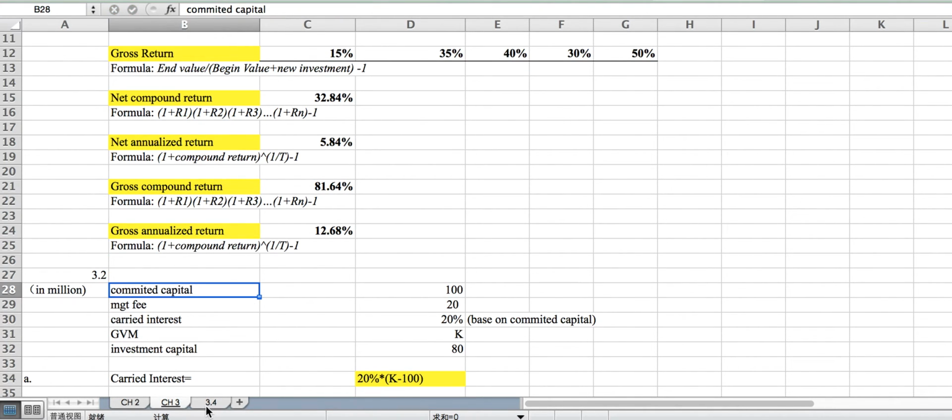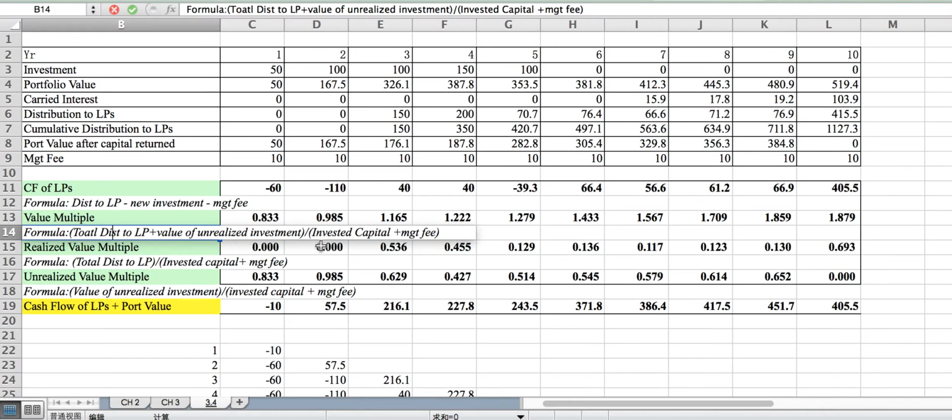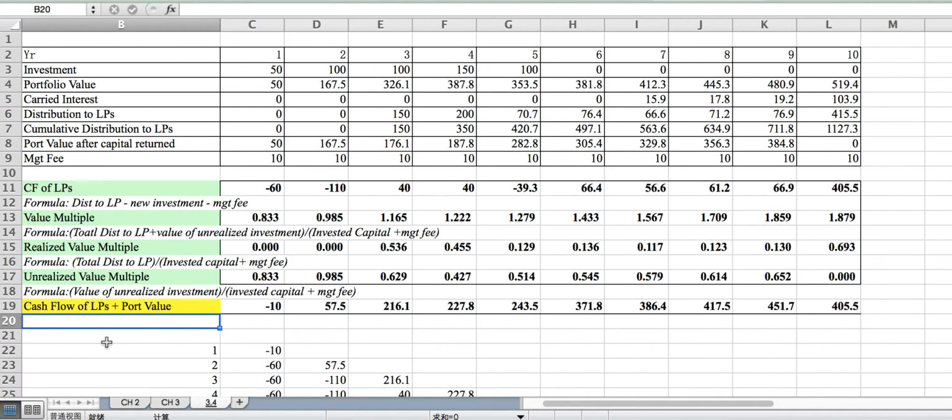So now I will move on to question 3.4. This table is from the book. First I will calculate the cash flow of the limited partner using this formula to get each year's cash flow. And for the value multiple, here is the formula, and just plug in the numbers from the table to calculate each year's value multiple. Same thing for the realized value multiple and also the unrealized value multiple. Here are the formulas.